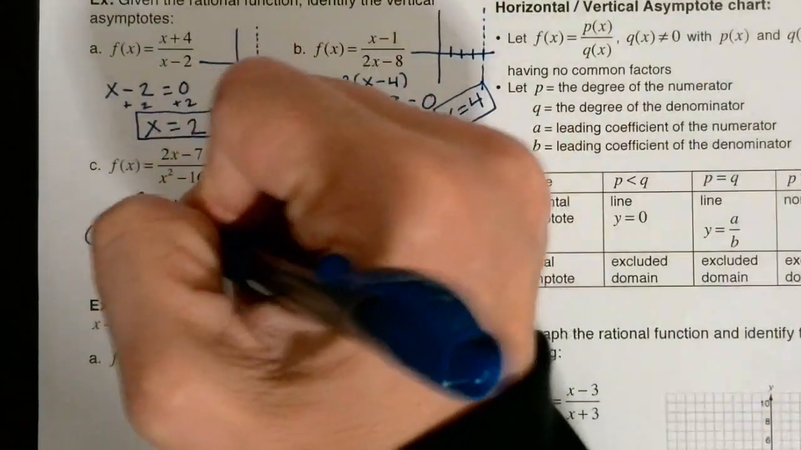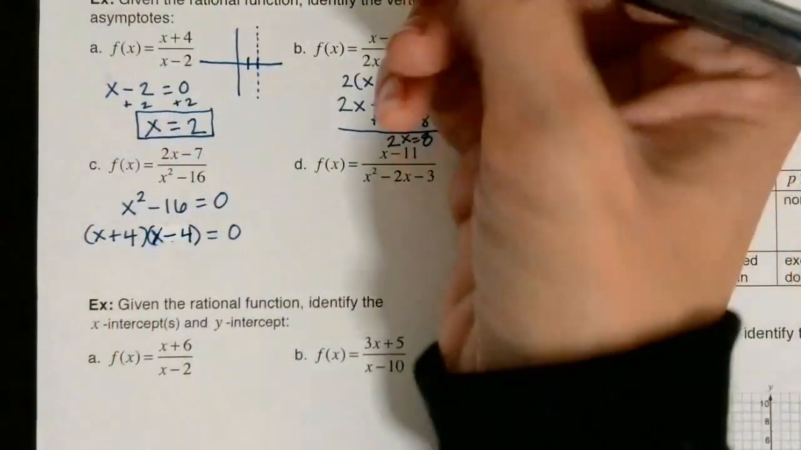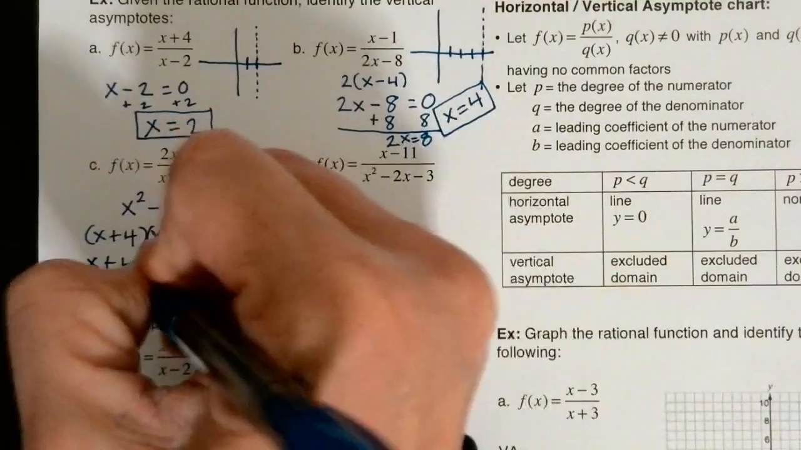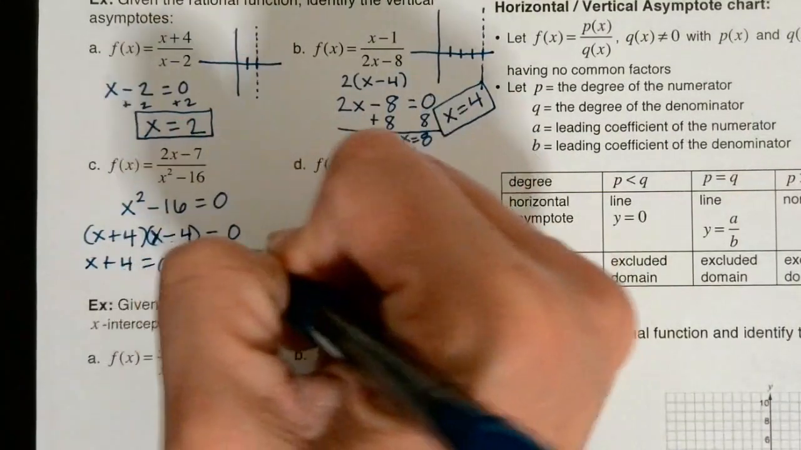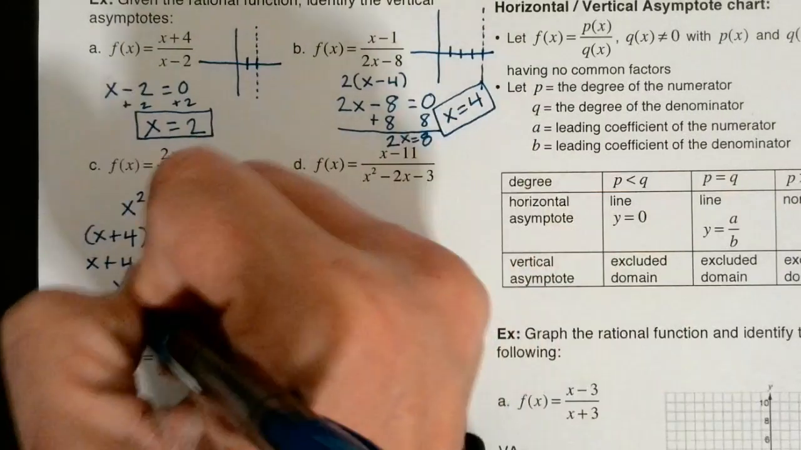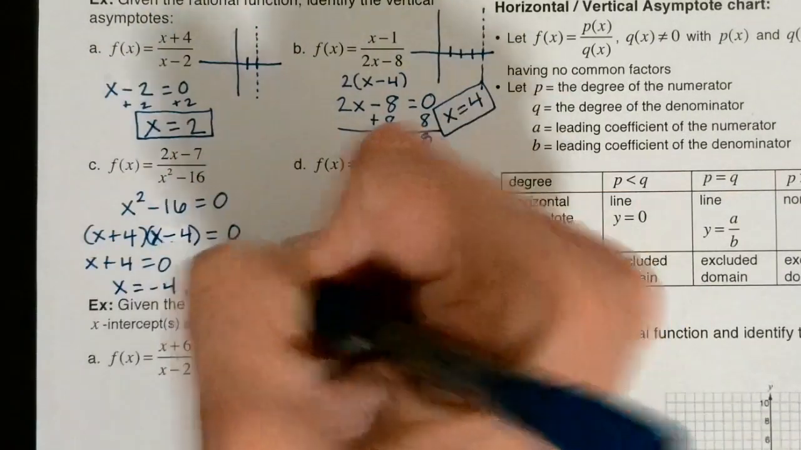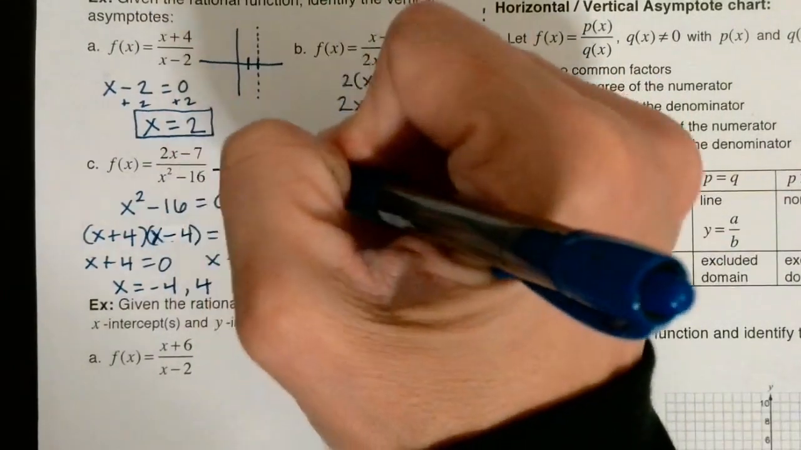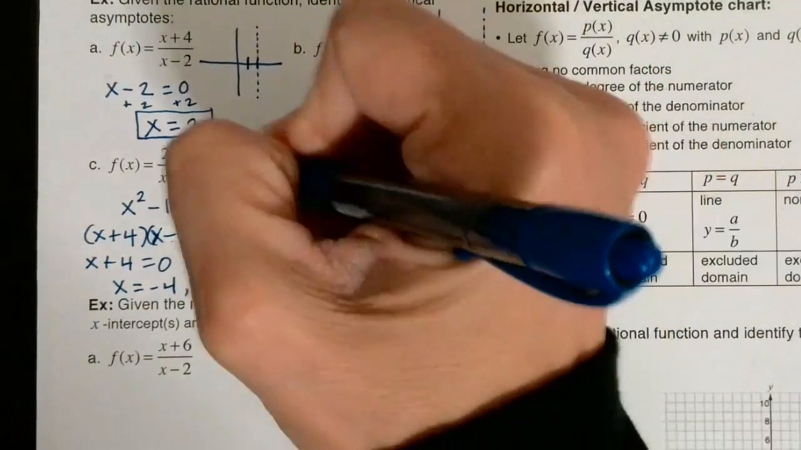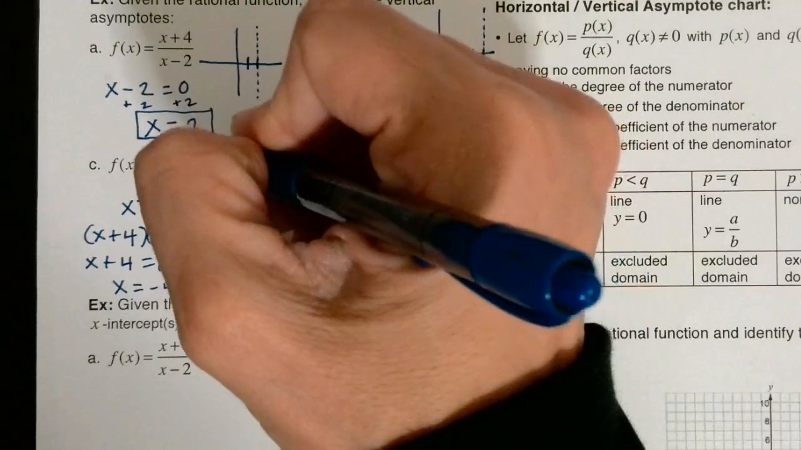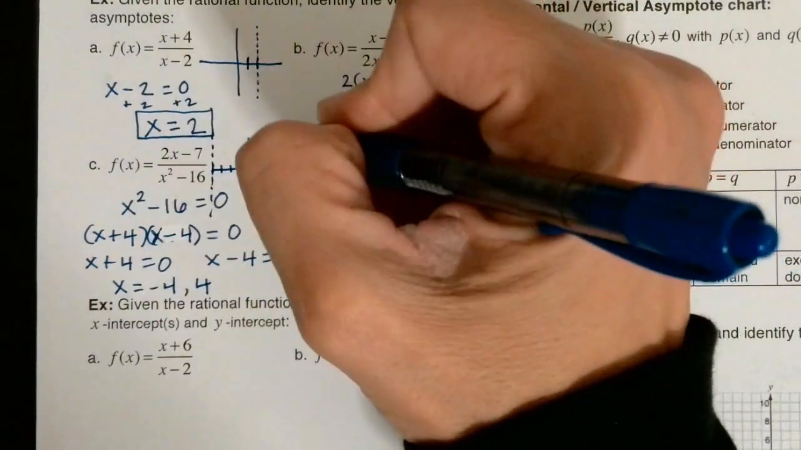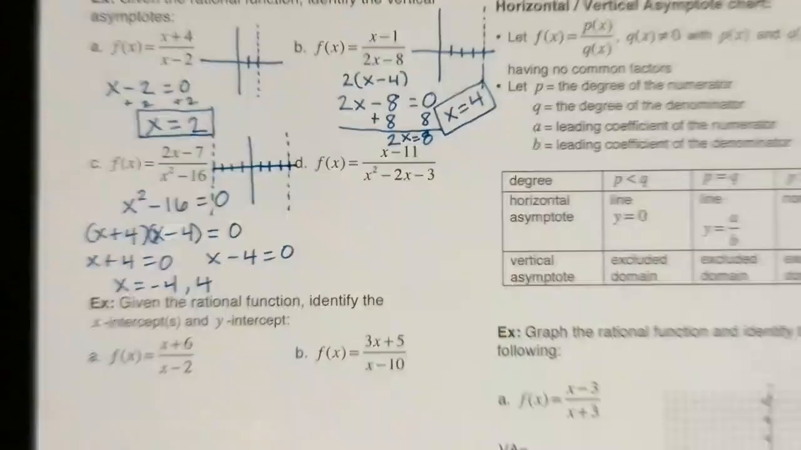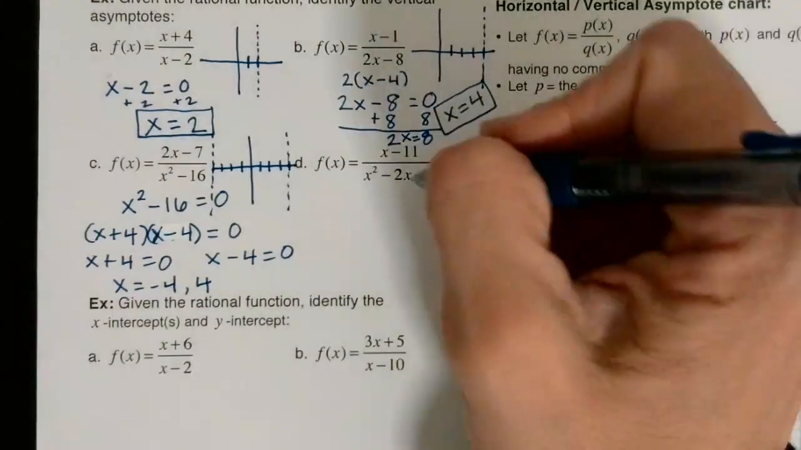X minus 4. Alright, so then x plus 4 equals 0. X minus 4 equals 0. So I get x equals negative 4 and positive 4. You're like, what the heck, Wolken? Yes, this graph actually has two vertical asymptotes, one here and one here. Crazy, right? Okay, what about this one?